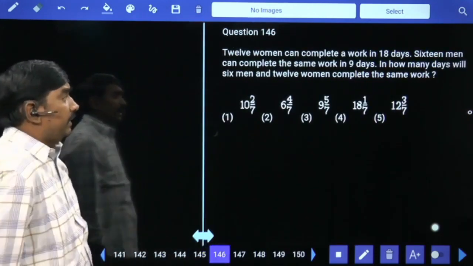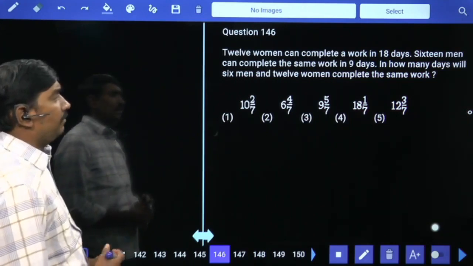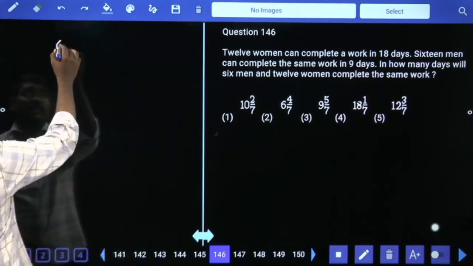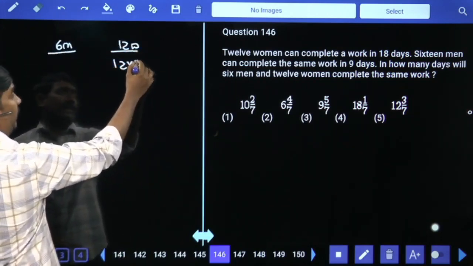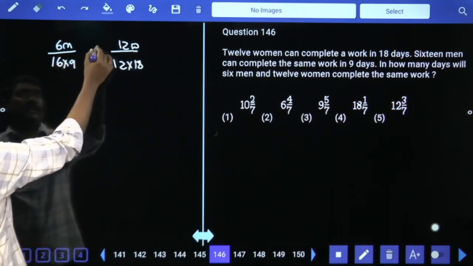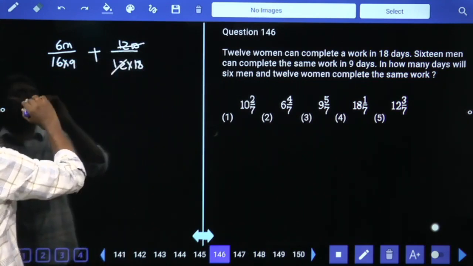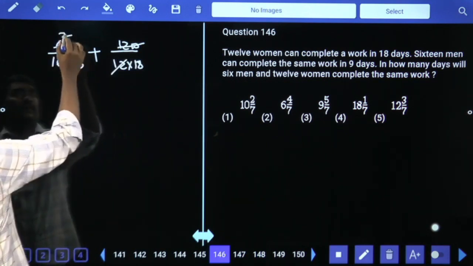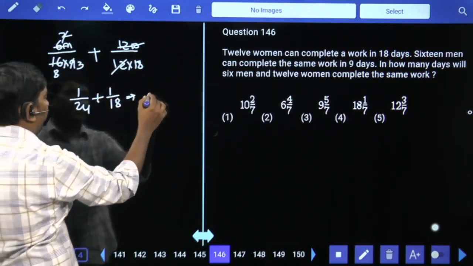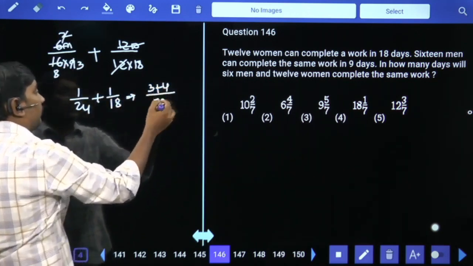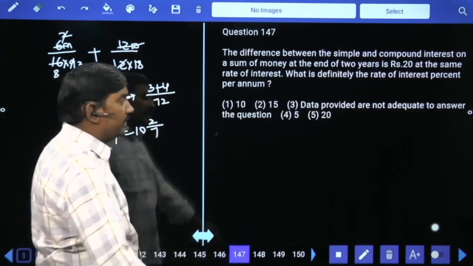12 women can complete a work in 18 days. 16 men can complete the same work in 9 days. How many days will 6 men and 12 women complete the same work? We know 12 women can do the work in 18 days, 16 men can do the work in 9 days. Required men by given men, required women by given women. 12 will get cancelled. 1 by 24 plus 1 by 18, 72 LCM. 72 by 7 means 10 2 by 7 days.